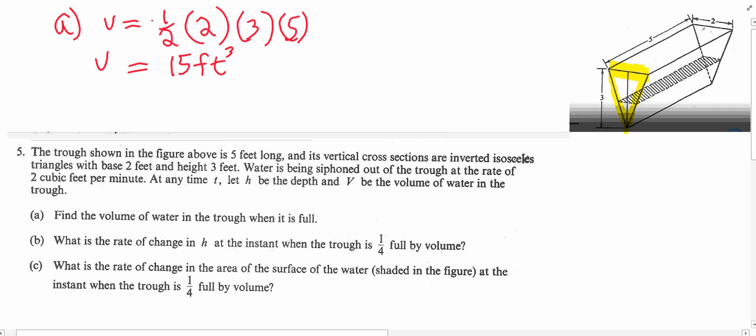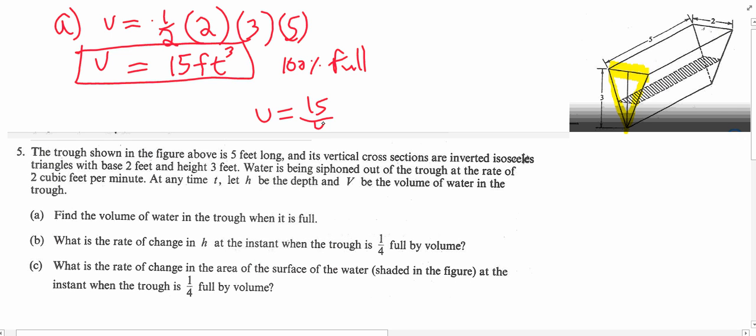And part B starts talking about calculus stuff, because it says, what is the rate of change in H at the instant when the trough is 1/4 full by volume? So, well, we know that this is the volume right here when it is 100% full, right? So the volume we need is, for part B, we're interested in the volume when it's 15/4 cubic feet.